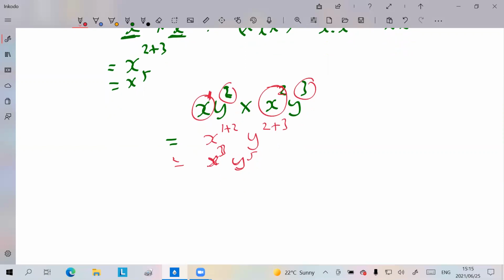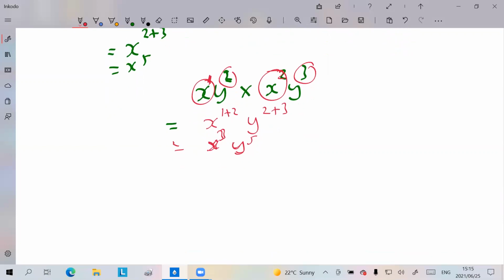So if I now go to further, more interesting examples, what if I gave you something of this effect? 2x to the power 2 times 3x to the power 4. How do we work that out? 2 times 3 is 6. So 6, write down the base, which is x. 2 plus 4 is 6. Very simple. There's your answer.